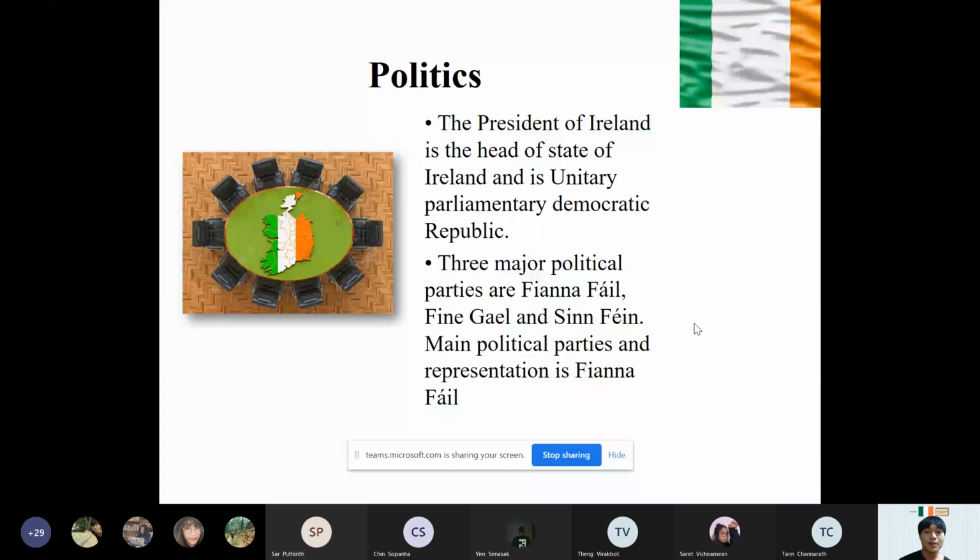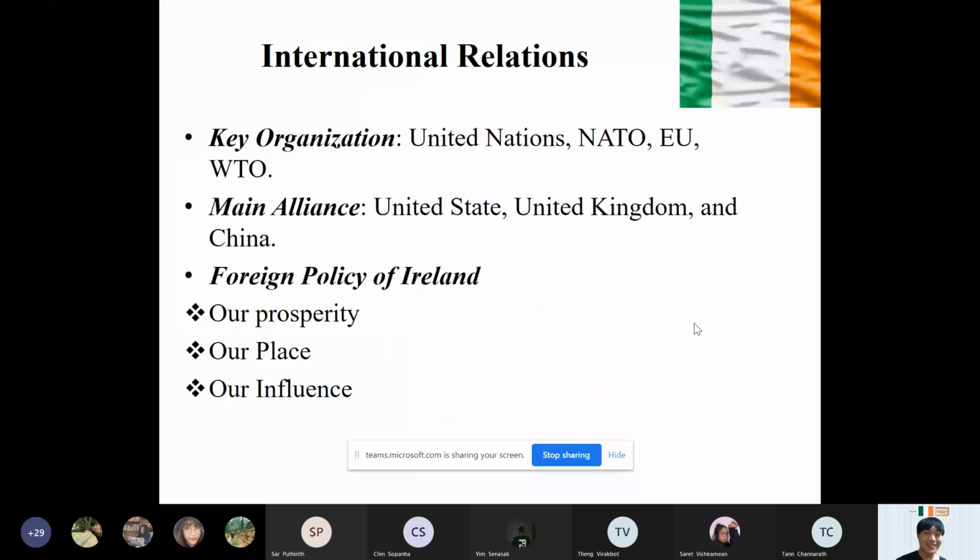For politics, the president of Ireland is the head of state, and it is a unitary parliamentary democratic republic. There are three major political parties: Fianna Fáil, Fine Gael. Next, please.